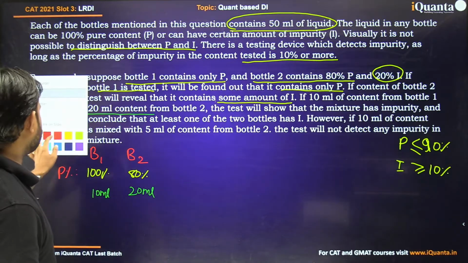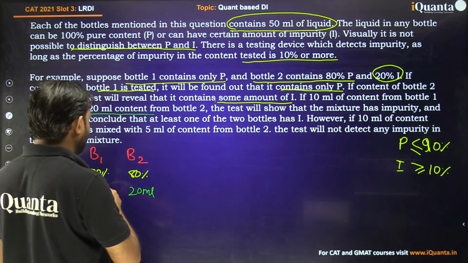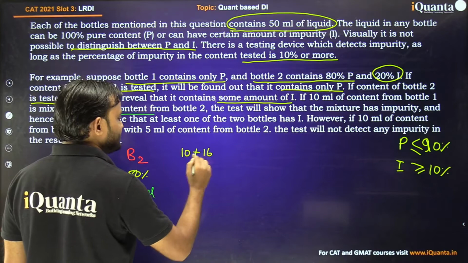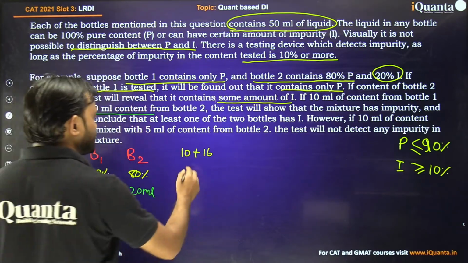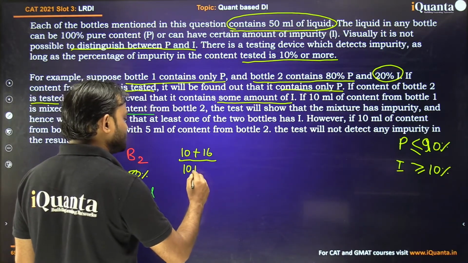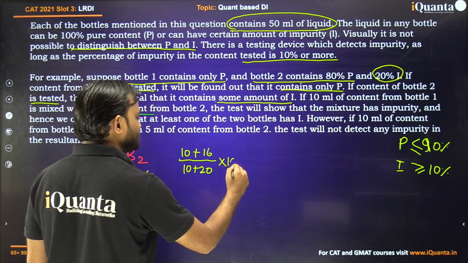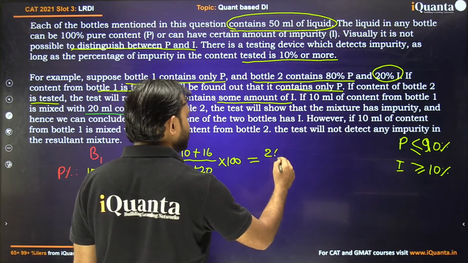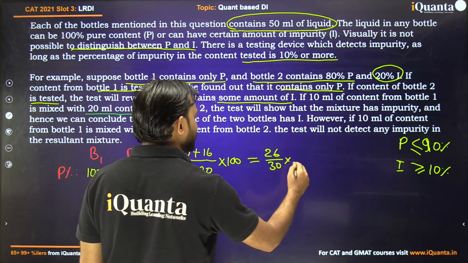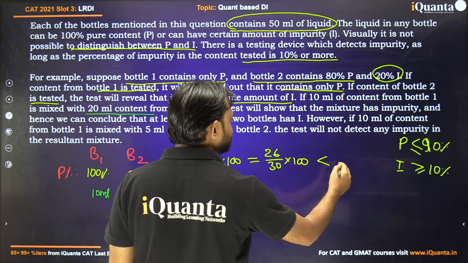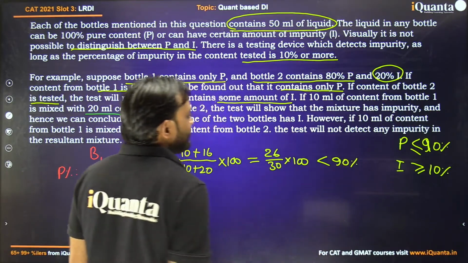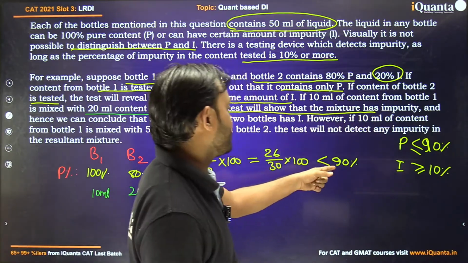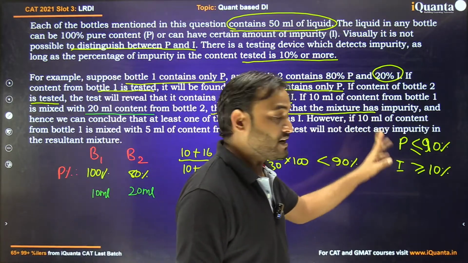The overall percentage will be, can we say, 10 ml of 100% will be 10 and 20 ml of 80% will be 16, right? So total 10 plus 16 out of 10 plus 20. So this will be the exact percentage of purity, which is 26 upon 30 into 100. We can say that this is less than 90%. So the test will show that the mixture has impurity because purity is less than 90%.